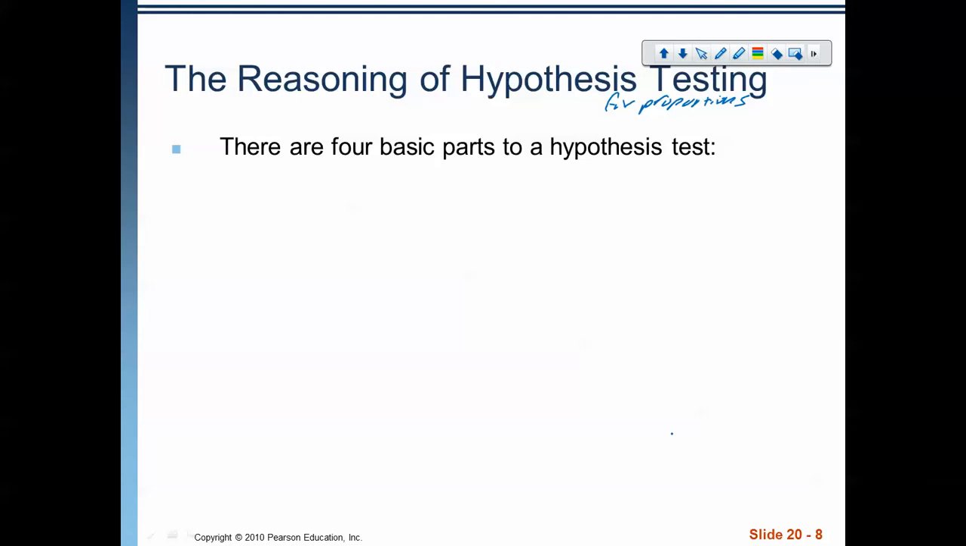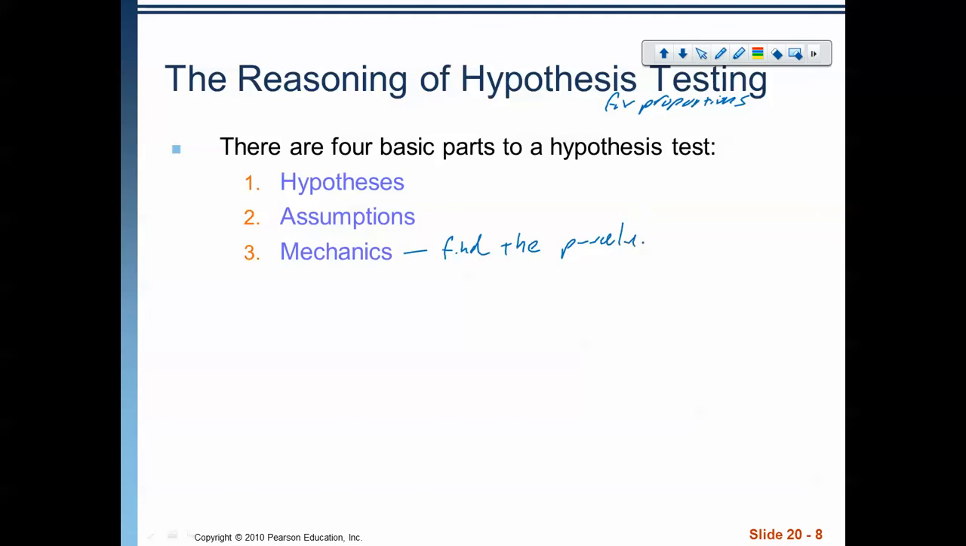The 4 basic steps to a hypothesis test are: first of all, we need to create a hypothesis. What is our null hypothesis and what is our alternative hypothesis? Once we have done that, we need to check our assumptions and conditions. Are our conditions met so that we can conduct this test to test the hypothesis? Then we need to do the mechanics of it. In the mechanics, we can sort of say this is where we find the p-value, and there is a test statistic that we calculate to make that happen. And then finally, the last thing is we need to write our conclusion.